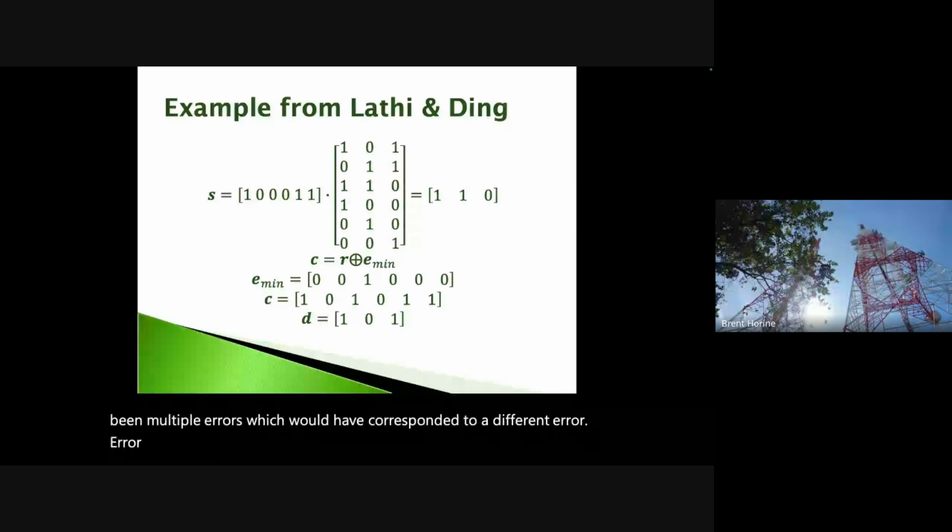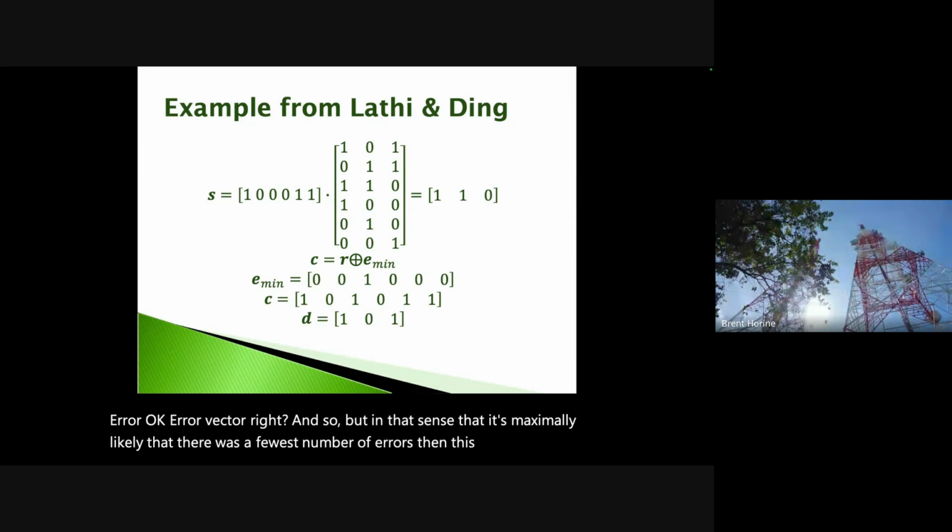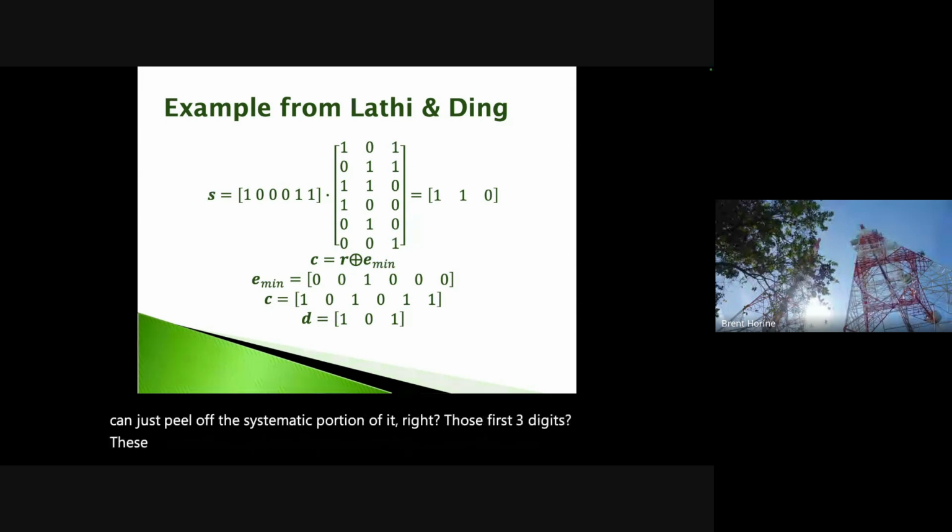And in that sense, it's maximally likely that there was the fewest number of errors, so this is our C. Now, once we have the code word, we recall that it's a systematic code, so we can just peel off the systematic portion of it, right? Those first 3 digits are the message digits, those are the parity digits, right? So we just save this and we're done with those, so we can throw those away, right?